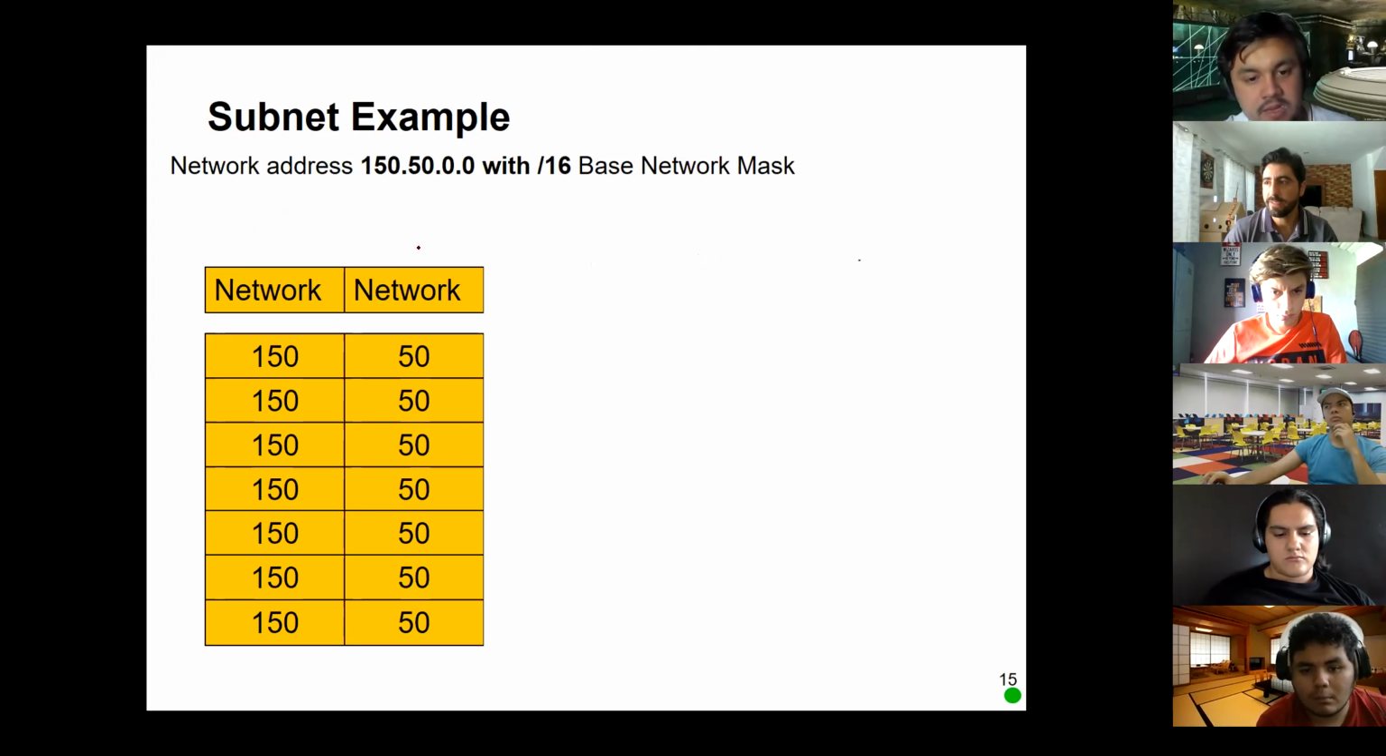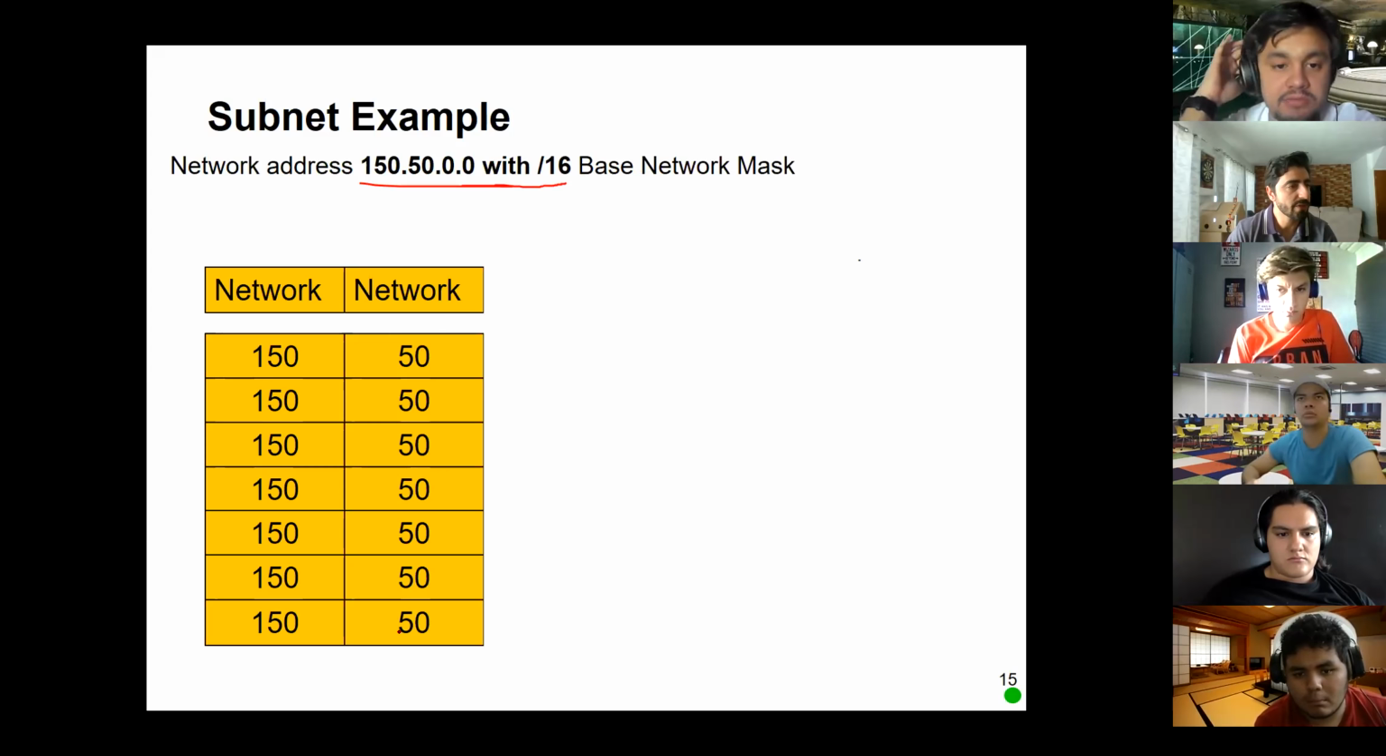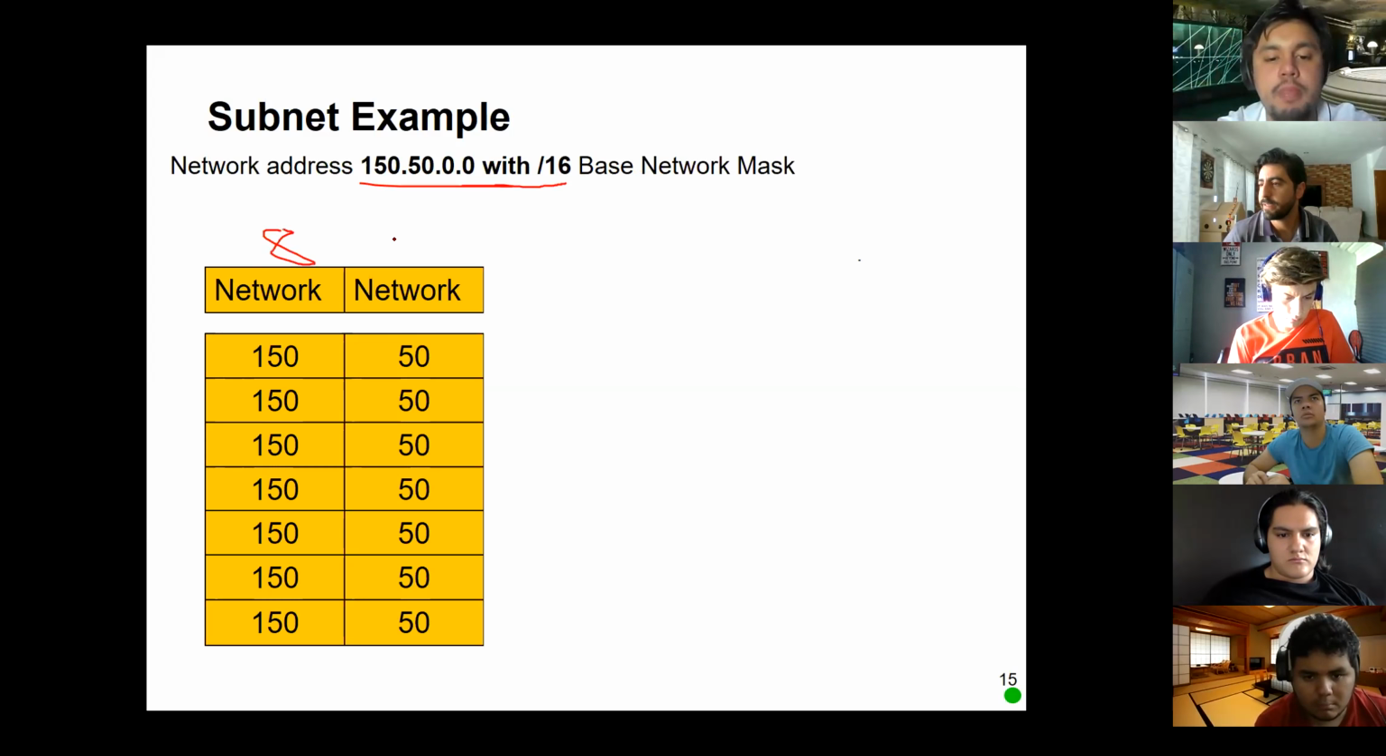So this is the IP address. We're talking about this one. Remember the 16-bit network mask. So basically, this is the IP address for the network part, our network, let's say for our campus. With this 16 bits, basically 8 bits here, 8 bits here, 8 bits here, 8 bits here.